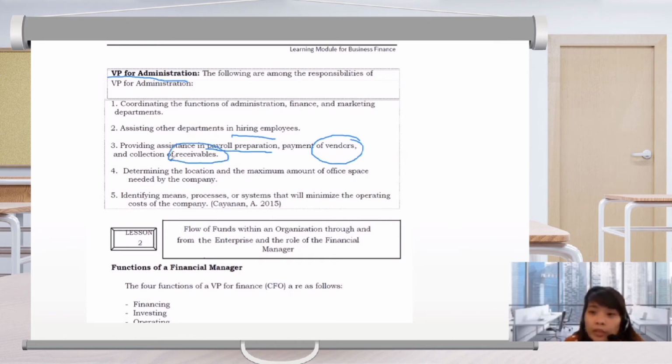For example, you rendered service to a client on account. Ano yon? Accounts receivable yun, di ba Patricia? Right? Receivable kasi nagpautang ka. So, dapat nagbabayad. Mamaya, pautang lang ng pautang, hindi pala nagbabayad. Right? And then, determining the location.